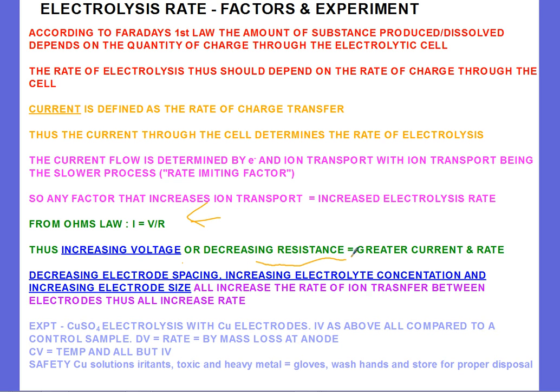And the things that can decrease the resistance: if you decrease electrode spacing, or you increase electrolyte concentration, or if you increase electrode size, they all reduce the resistance to ion motion and therefore that increases the rate of electrolysis.